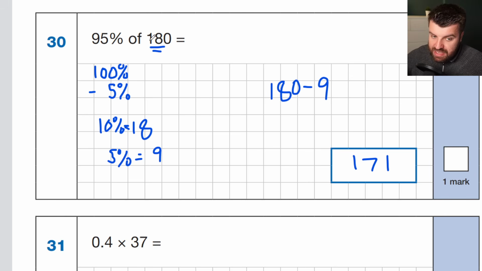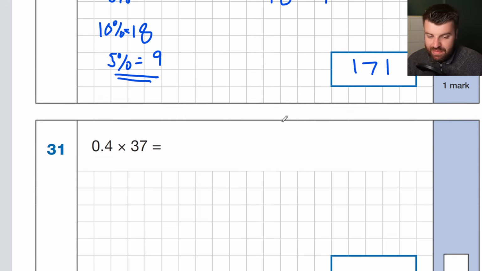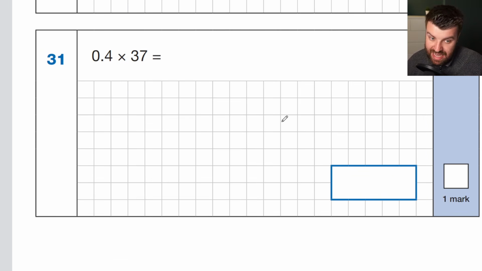You could have done it a different way. You could have worked out 10%, multiplied that by 9, then worked out 5% and added it on. But either way, guys, we're going to have to work out 5%. We might as well just take it off 100% and get to the same answer and save time in this test. 0.4 multiplied by 37.